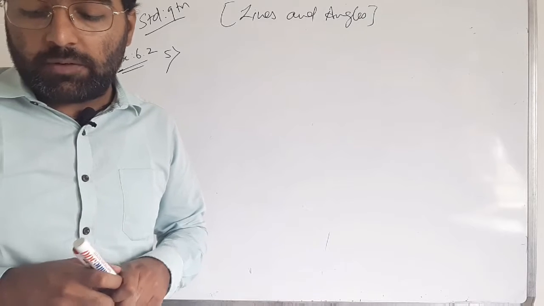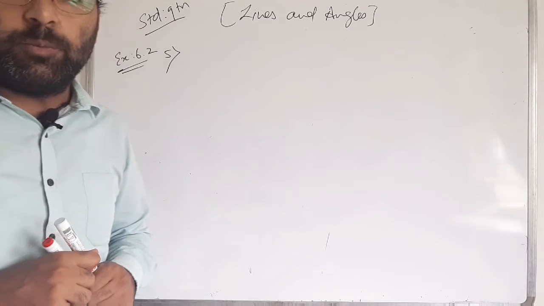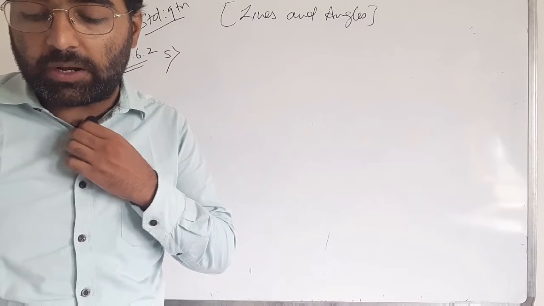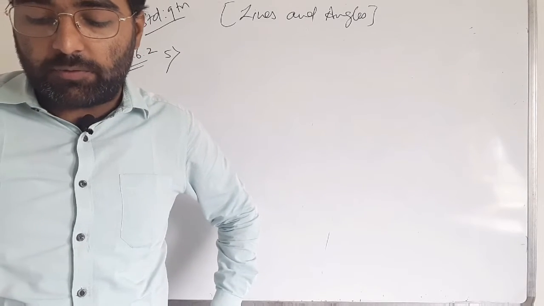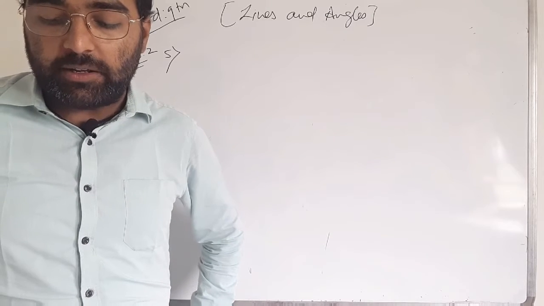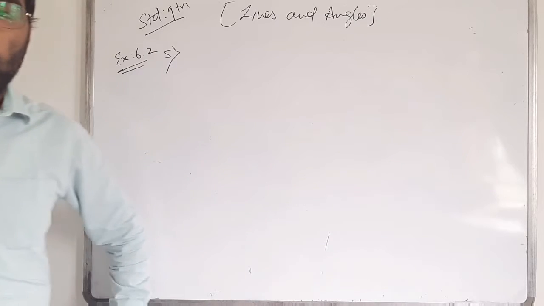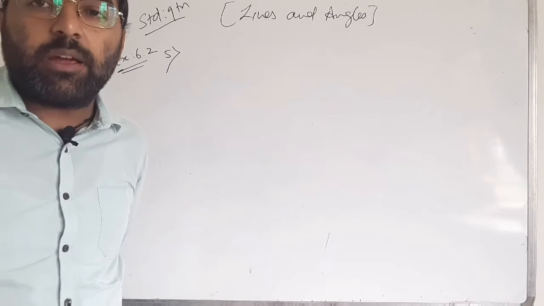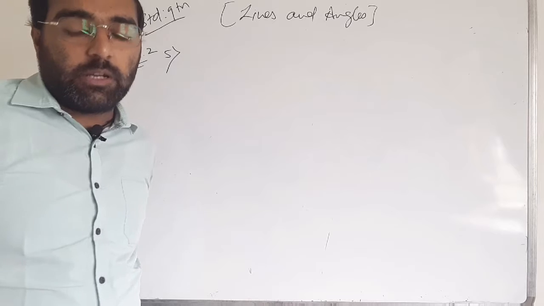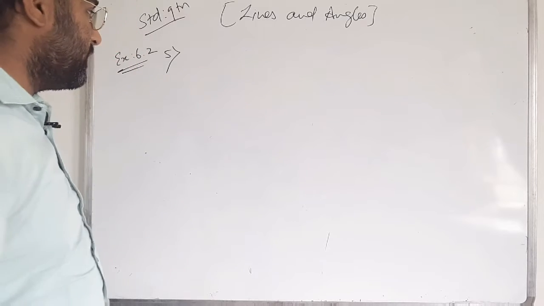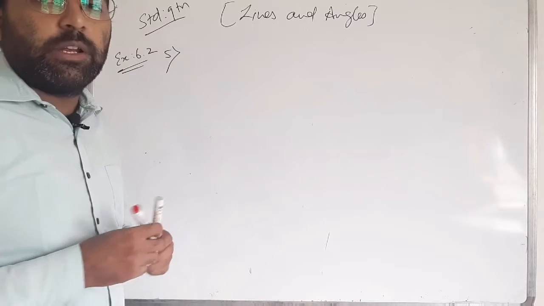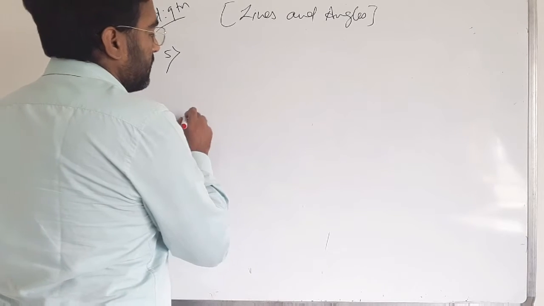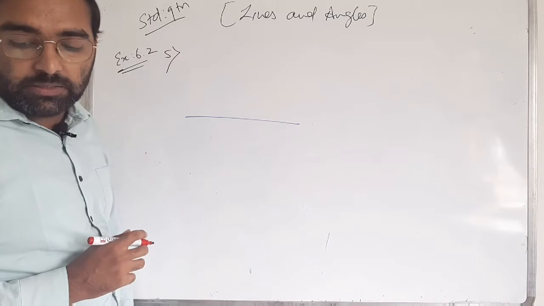In the given figure, AB is parallel to CD, angle APQ is equal to 50 degrees and angle PRD is equal to 127 degrees. Find X and Y. For that we need to draw the figure first. So first of all we have to draw the figure.